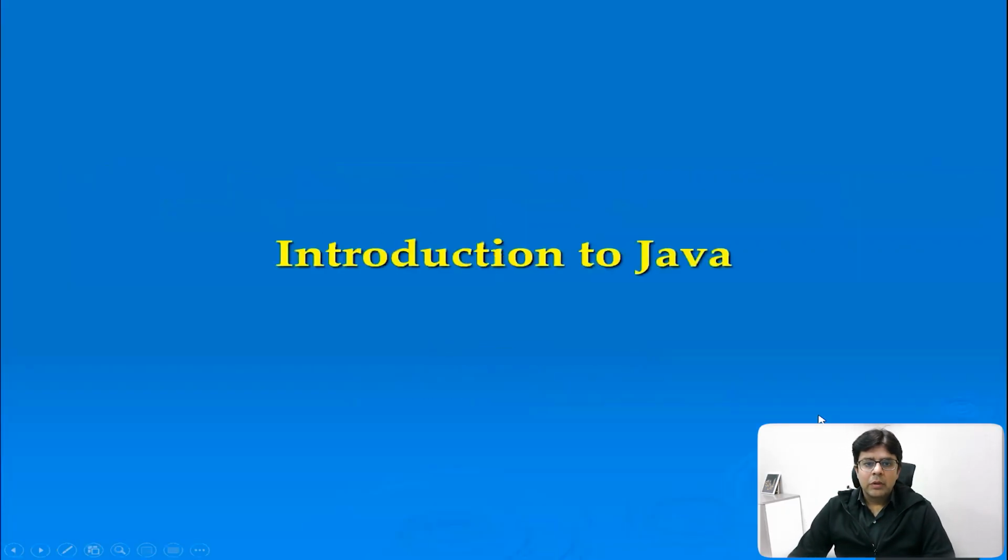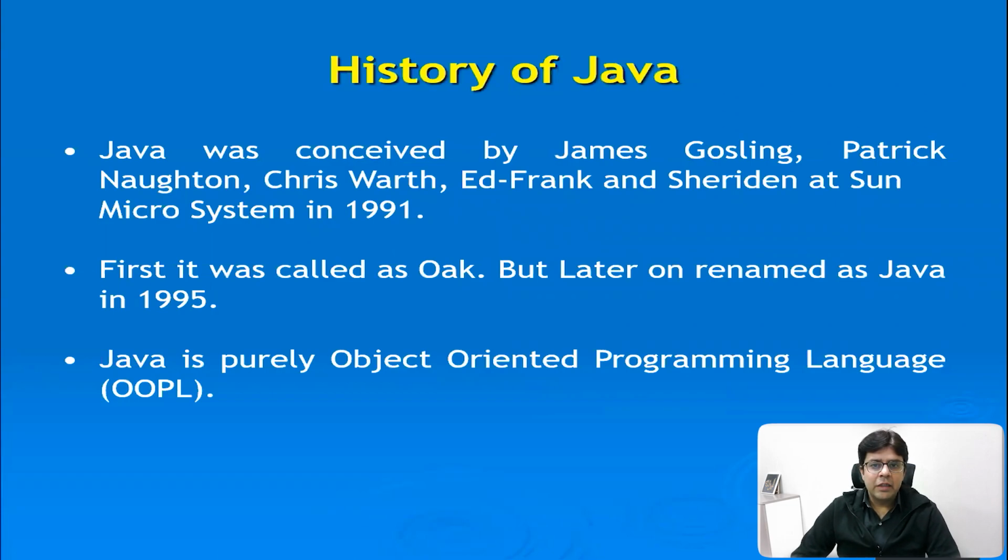In this lecture, we will first see the history of Java. Java was produced by James Gosling in 1991. Previously it was called Oak, but later they renamed it Java. They renamed it because Oak didn't get much popularity, so they thought the name might be the reason it was not getting popular, even though it has a lot of features. Therefore they renamed it Java in 1995. Java is the first programming language which is purely object-oriented.